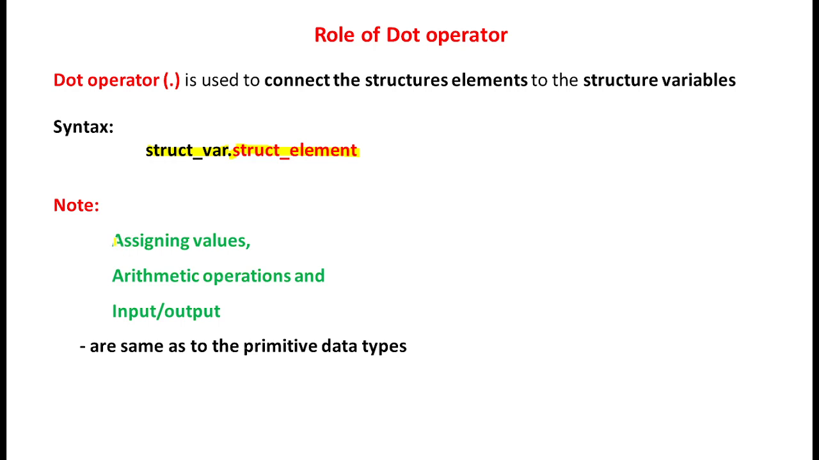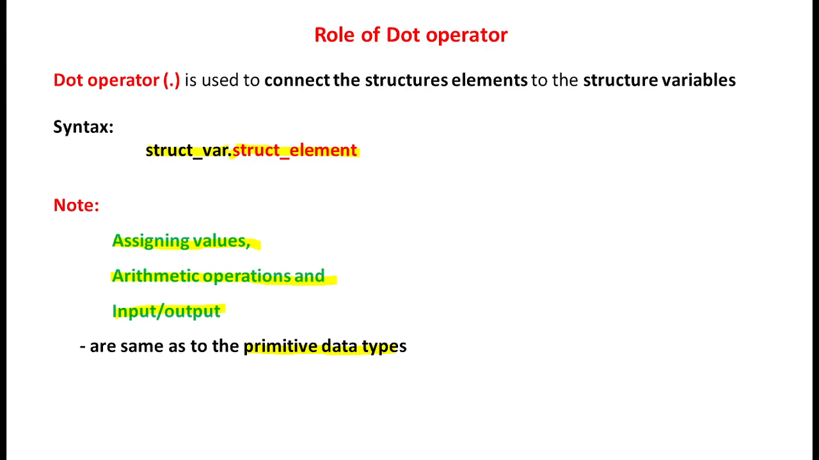Beyond that you can find a few things here. That's about assigning values to your structure element, the operations you can perform, and how you can do input output operations, which are very similar to how we handle primitive data type values. Because in the example I gave, the x, y values and also red, green, blue are all in integer format. So whatever operations we can perform on them, the same can be applied to your structure elements also.